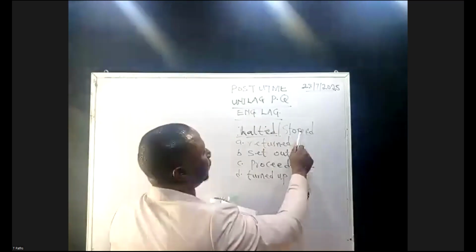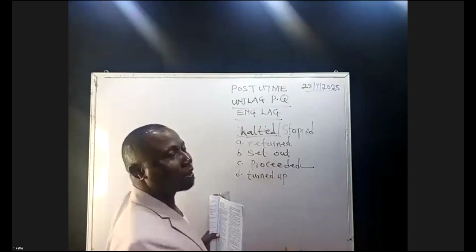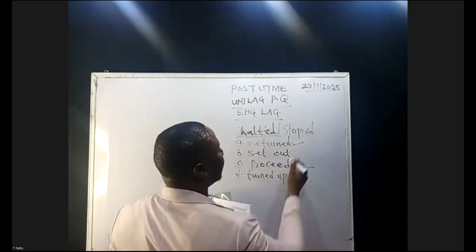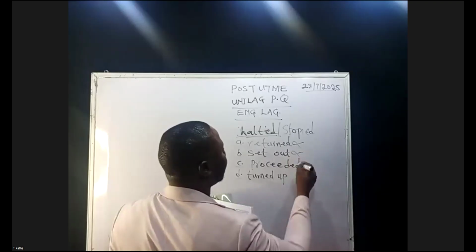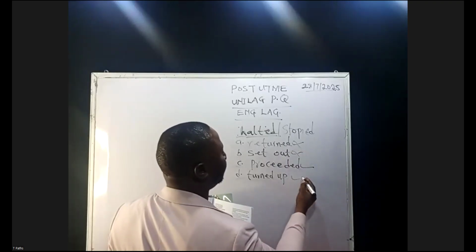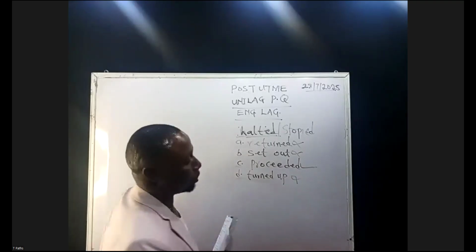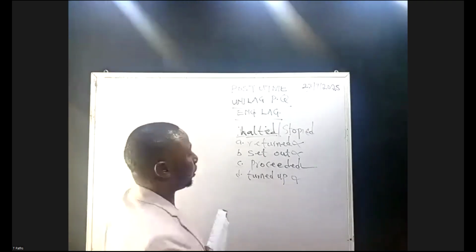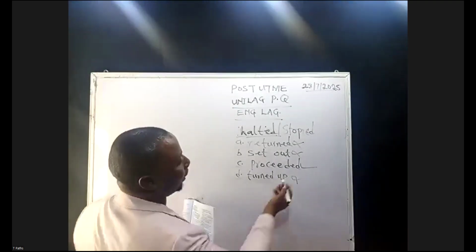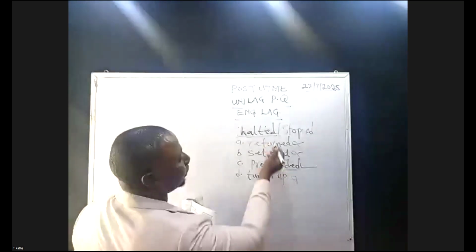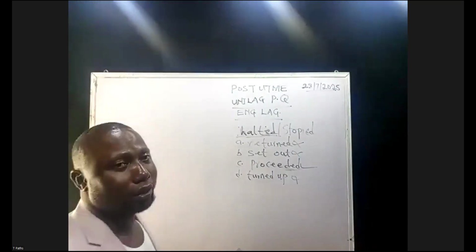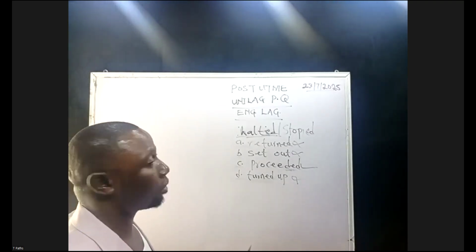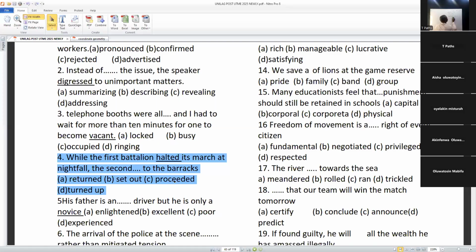Now, when you say something is the opposite, it cannot be returned. It cannot be set out. It can be turned up, right? So the right opposite word that can replace halted as used in the sentence is proceeded. And don't forget, this word ends in past tense, and the word given to us to determine the antonym also ends in past tense.